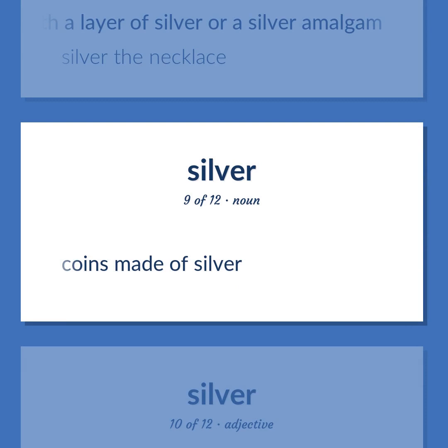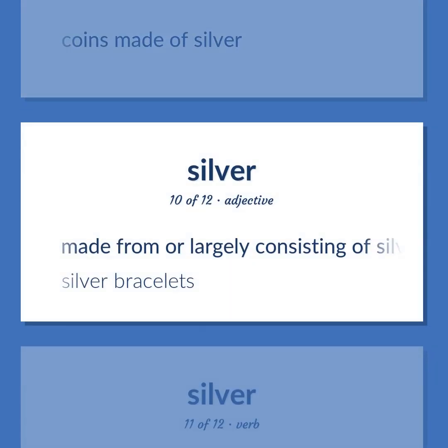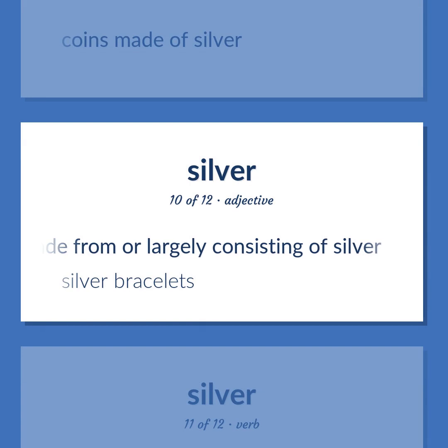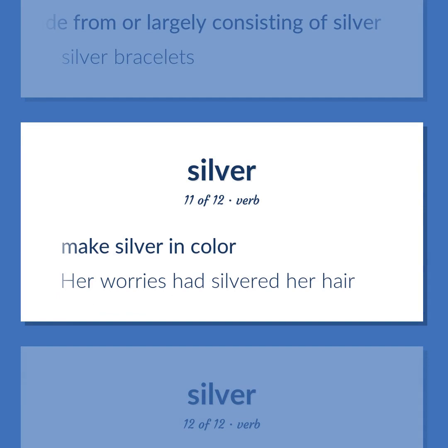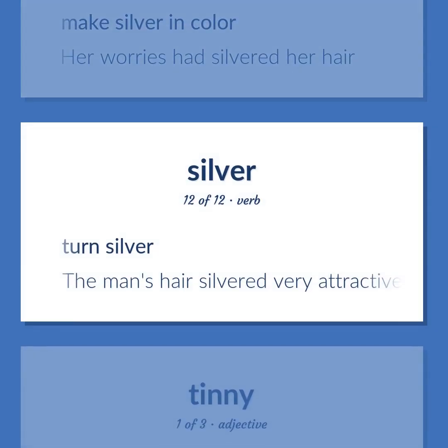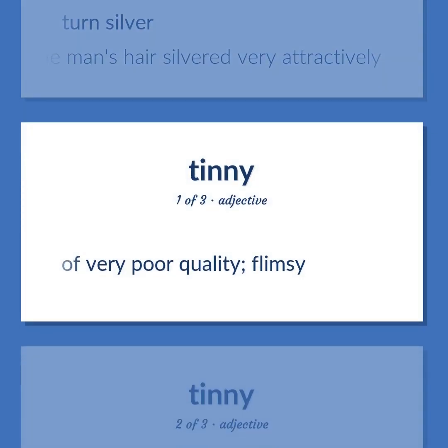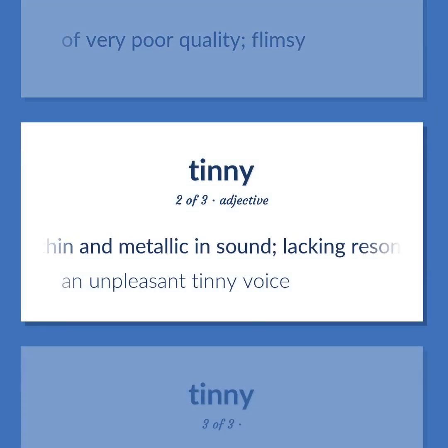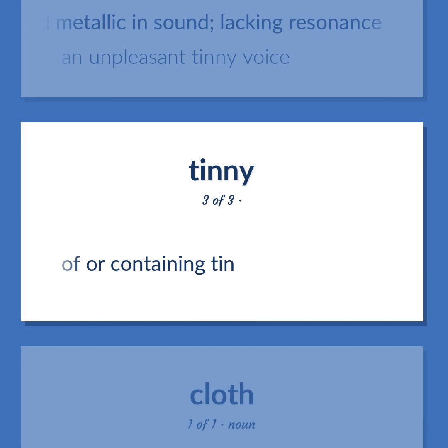Coins made of silver. Made from or largely consisting of silver. Silver bracelets. Make silver in color. Her worries had silvered her hair. Turn silver. The man's hair silvered very attractively. Of very poor quality, flimsy. Thin and metallic in sound, lacking resonance. An unpleasant tinny voice. Of or containing tin.